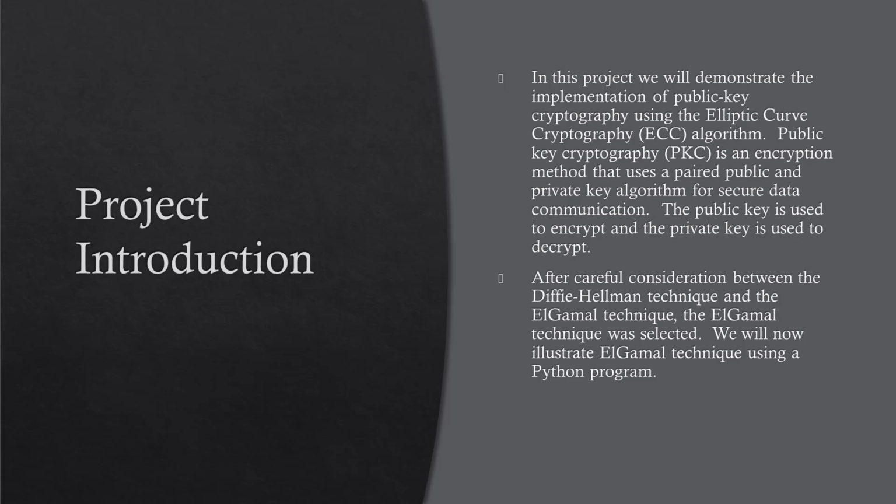In this project, we will demonstrate the implementation of public key cryptography using the elliptic curve cryptography algorithm, also known as ECC. Public key cryptography is an encryption method that uses a paired public and private key algorithm for secure data communication. The public key is used to encrypt and the private key is used to decrypt.